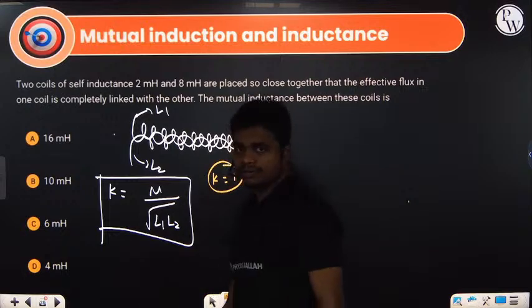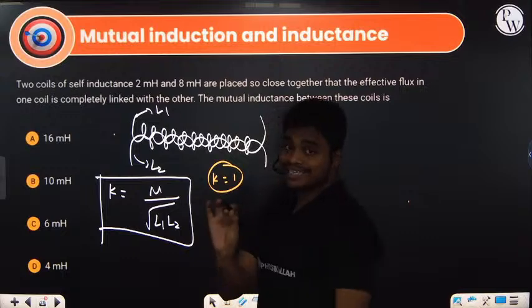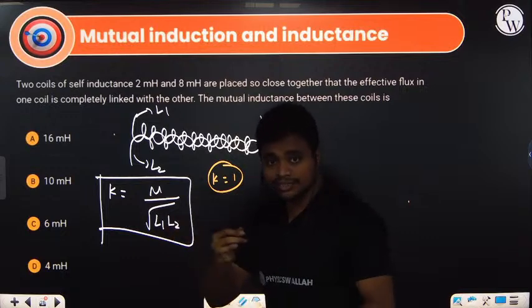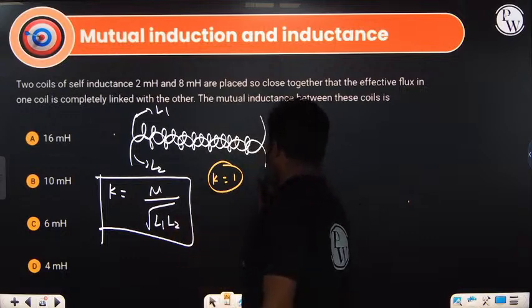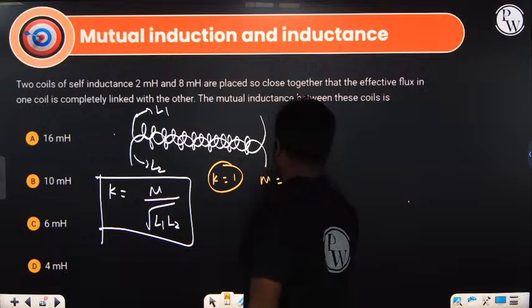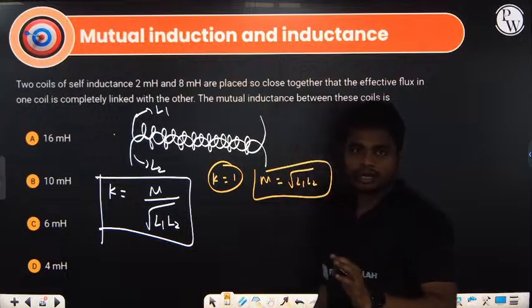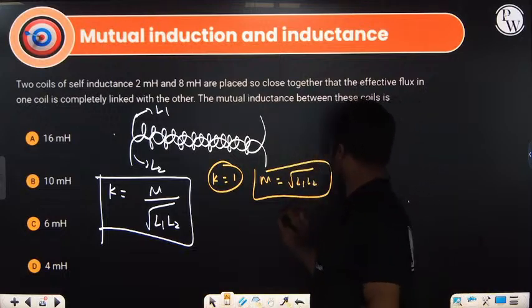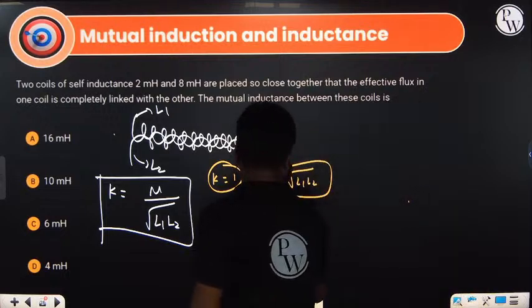Suppose K is equal to 1, this will give maximum flux linkage through each other. So M should be equal to under root L1 into L2, and this gives the maximum value of the mutual inductance between L1 and L2. So this M we can write as root of L1 into L2.